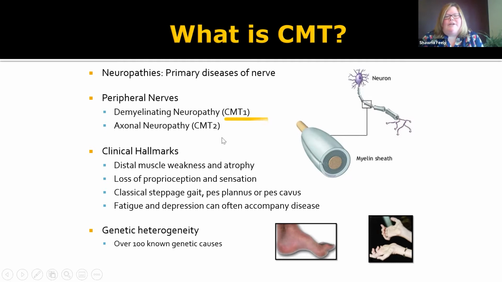So the classification of CMT type 1 simply means that the problem is starting in the myelin, or the outside part of the nerve. And if the problem is starting in the axon, then we refer to that as CMT type 2. But in general, the symptoms that can occur in these different types can look very similar. So we use other clues to help us define where the problem is starting and what type of CMT a person might have, as there are over 100 different genetic types now, so it can be complex.